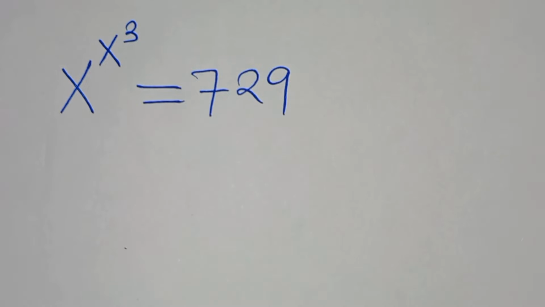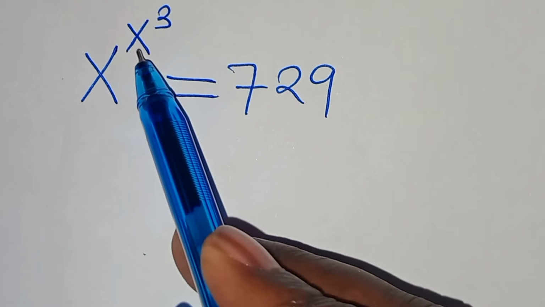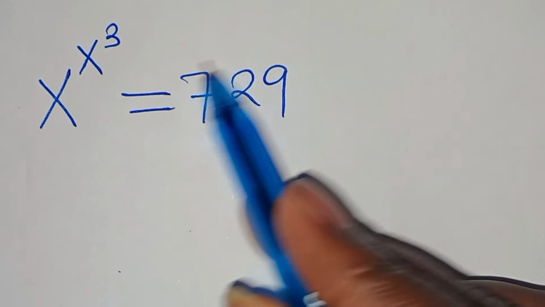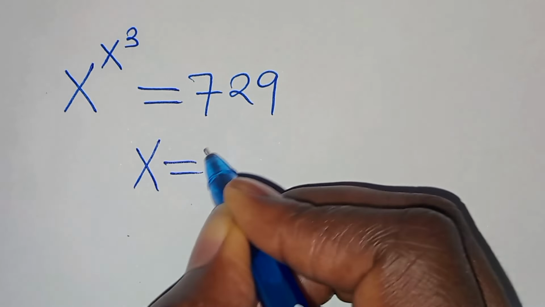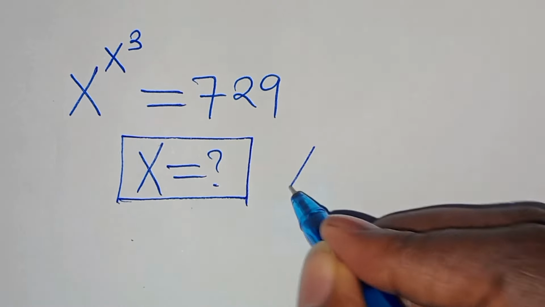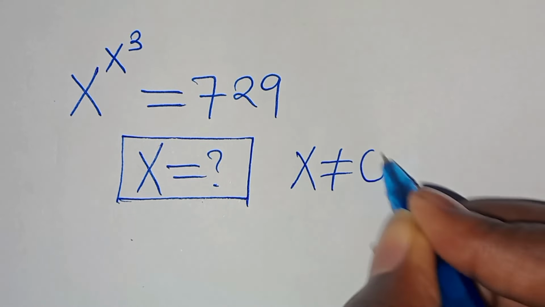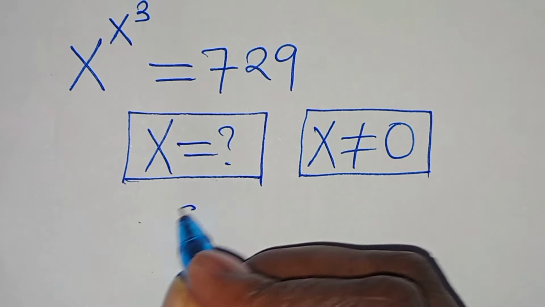Hello everyone, you're welcome to solve this nice math problem, which is x to the power of x to the power of 3. This is equal to 729. So what is the value of x, given that x is not equal to 0? So let's provide a solution from here.